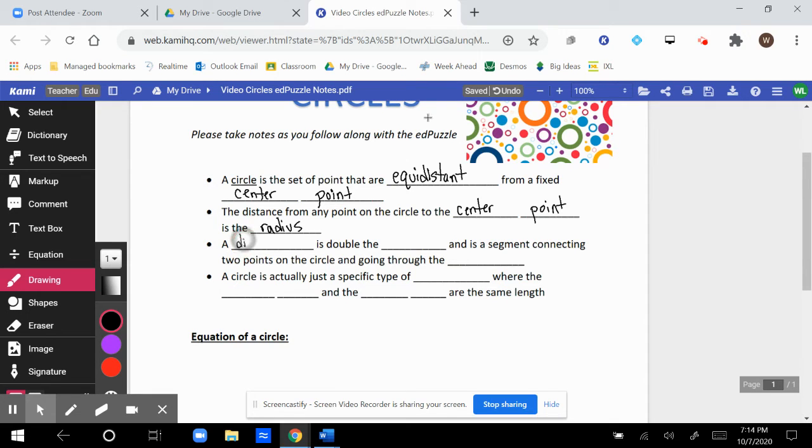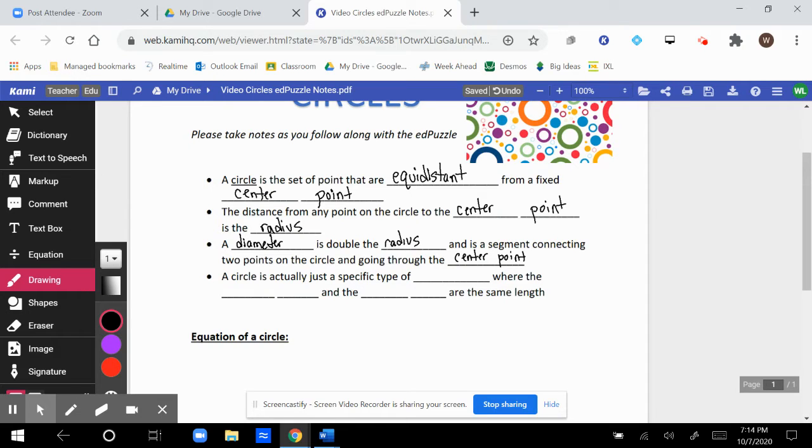Okay, next, a diameter is double the radius. So your radius times 2, and it is a segment connecting 2 points on the circle and going through the center point. Okay, so a diameter doesn't just connect any 2 points on the circle, it has to connect 2 points and go through the center point. All right, and it'll always be double the radius in length.